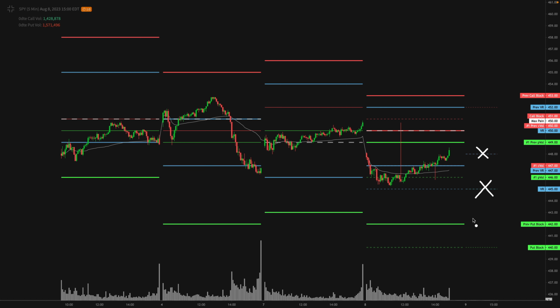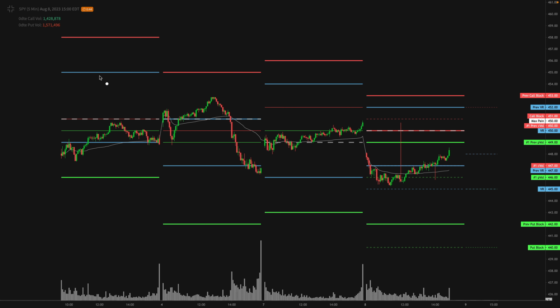We don't have to wait for the market to close to see what the sentiment looks like for tomorrow, because this is based on tomorrow's expiration or the next expiration. So if it's Friday, it will be calculating the Monday expiration. If Monday is a holiday, then it will be calculating the Tuesday expiration, and so forth.